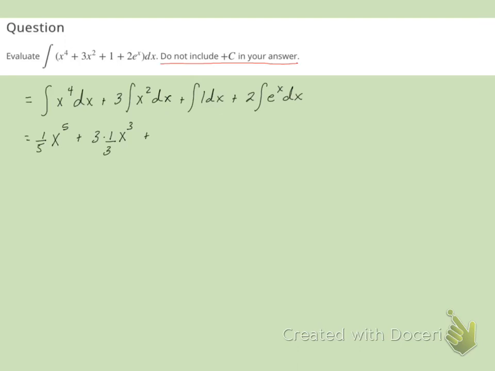For the integral of a constant, you technically have a 1 times x to the 0 power here. So we're increasing this to an x to the first, and then we're dividing by 1, which obviously we don't have to do. And now for this last one, remember that the derivative of e to the x is e to the x, so the integral of e to the x is e to the x. So we'll have 2 e to the x and then plus c.